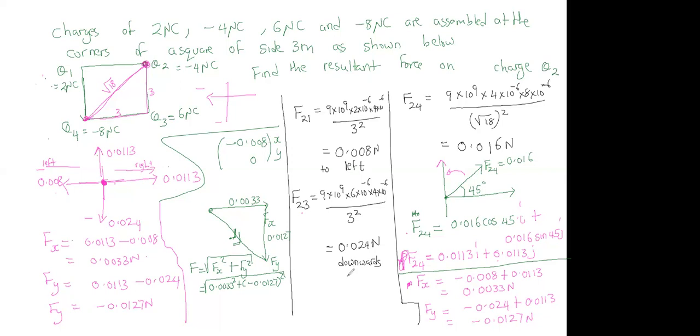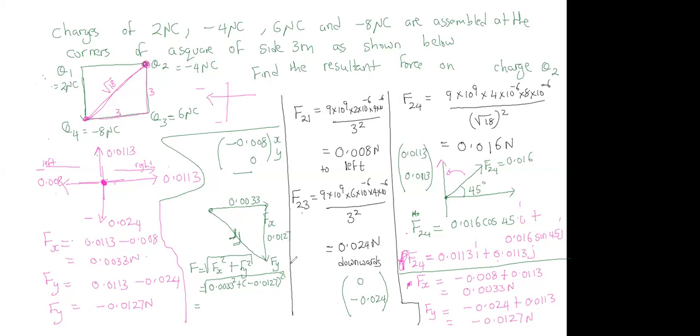Now, for this one, you write X is 0. Downwards, you write negative 0.024. For this portion of F24, you would have written it as along the X, you have 0.0113. Along the Y, it is also 0.0113. Then you add those ones, you add this plus this plus this, and you'll also come up with the same. Is it fine, Trisha? Yes. Okay. Yes, Chibelu.